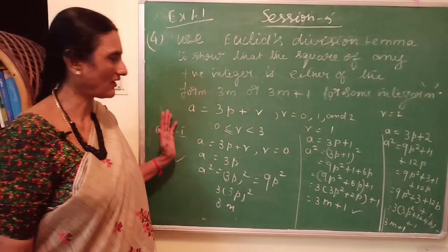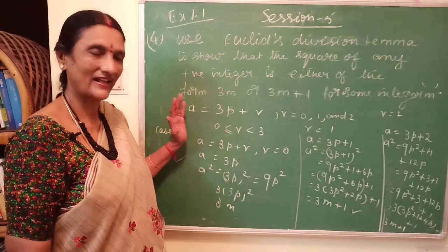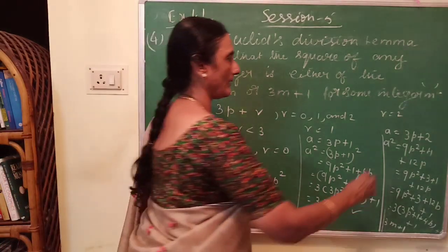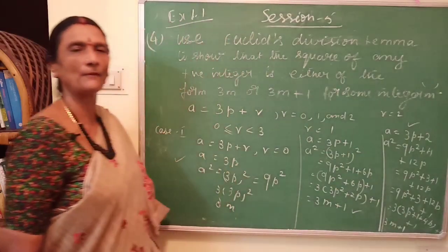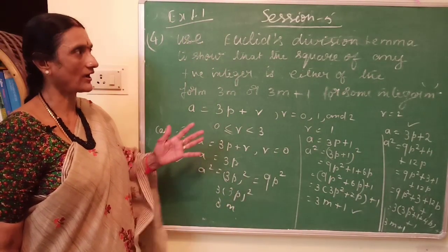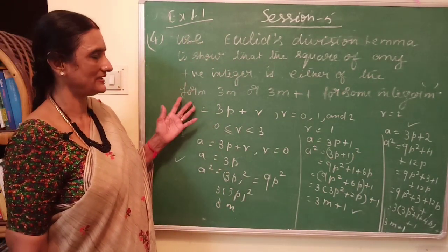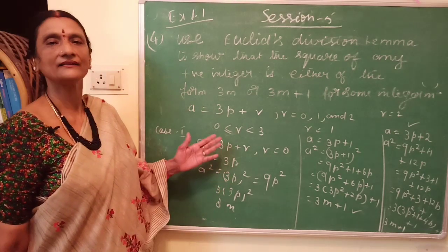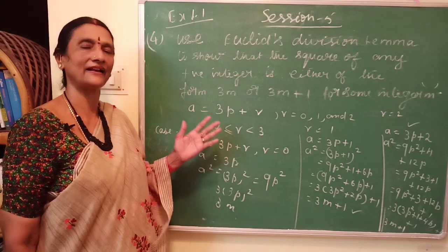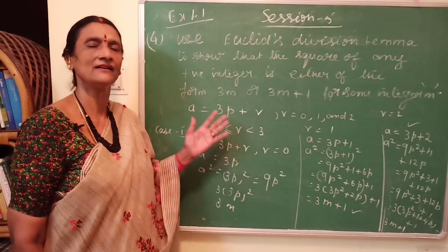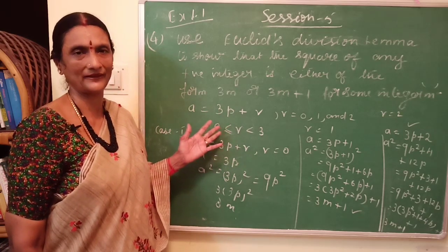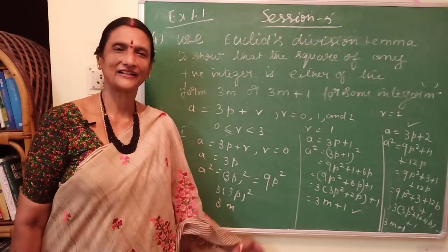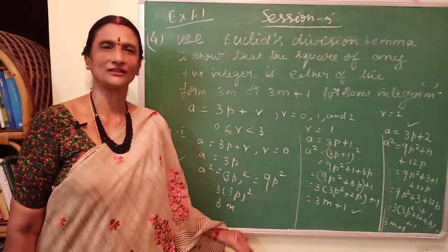So what happens in all the 3 cases? We are either getting 3m form or 3m plus 1 form. So you have to sum up your answer. The square of any positive integer can be written as 3m or 3m plus 1 for some integer m. This is how you should complete the sum. Are you understanding, children? This is how you should complete.